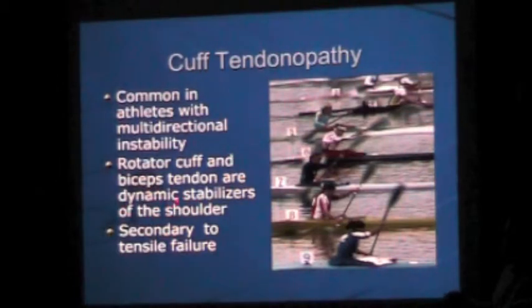Rotator cuff and biceps tendon are dynamic stabilizers of the shoulder. Usually these are the places that you're going to see most of your injuries regarding the tendinopathy: the rotator cuff and the biceps tendon. So usually they become injured secondary to tensile failure. Like I mentioned before, these muscles are working overtime trying to stabilize that shoulder because of the laxity that they're compensating for. So they're going to fail because of tensile failure, overworking.